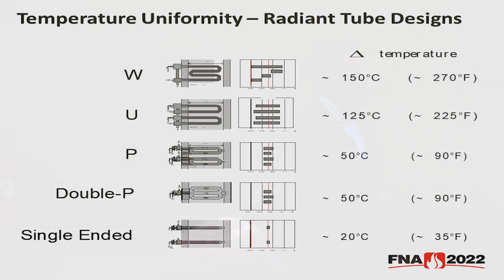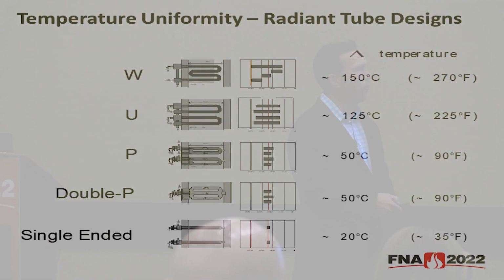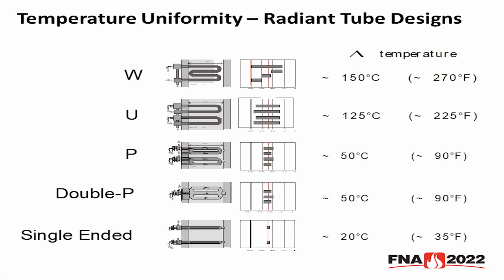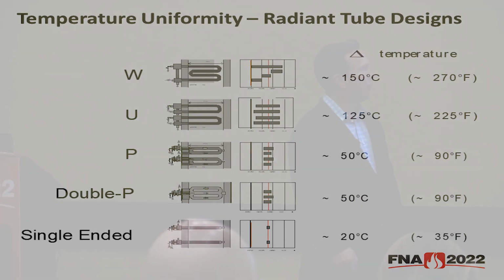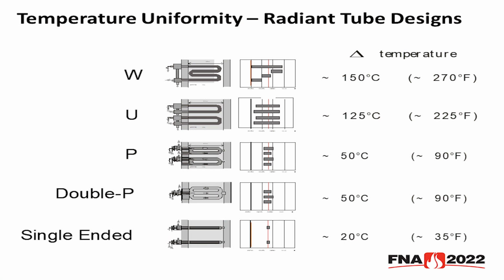Next, they tested a U tube, and they saw a slight improvement, but still well over 200 degrees. With the P-type tubes, they saw a significant reduction in delta T, approximately down to 90 degrees Fahrenheit. And that's due to the internal recirculation inside these radiant tubes. Finally, they tested the single-ended tube, and that yielded the best results by far, and that's due to the fact that the recirculation mechanism is compressed into a single leg.